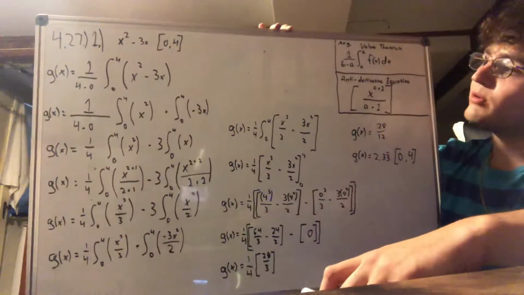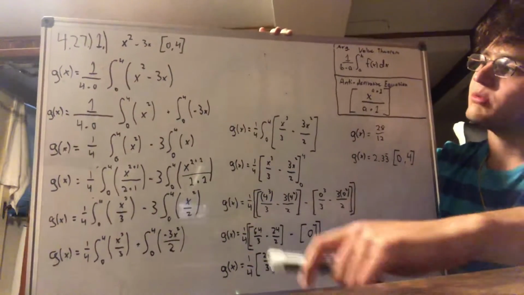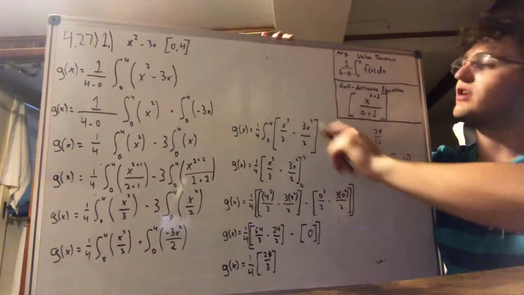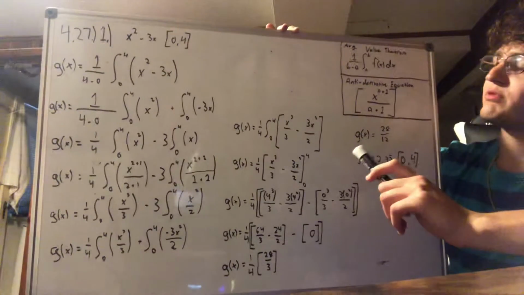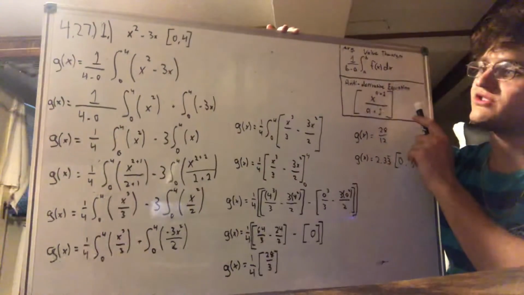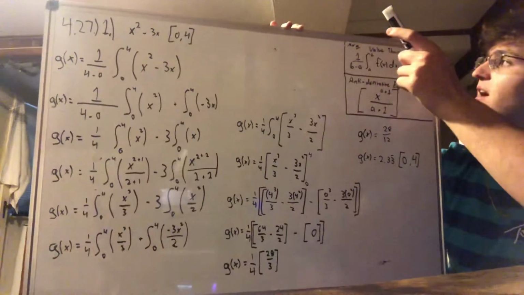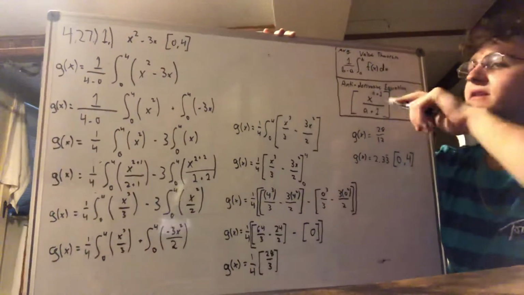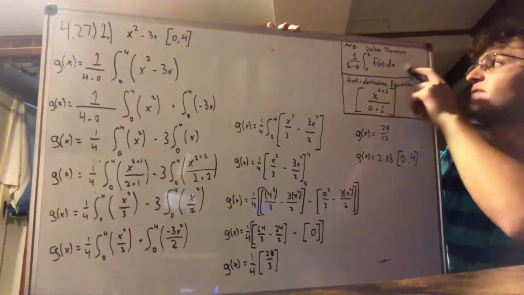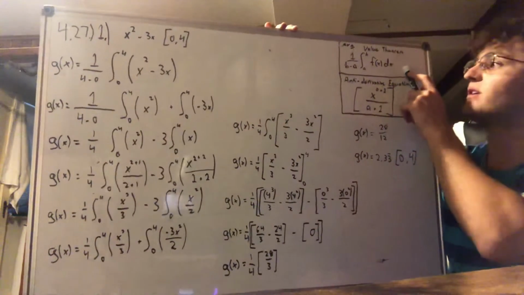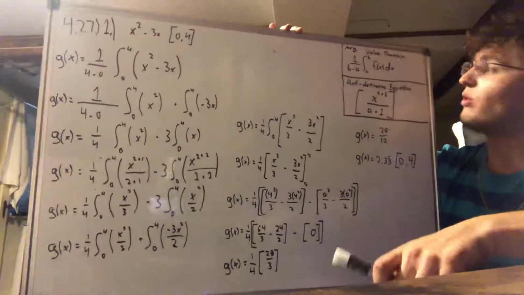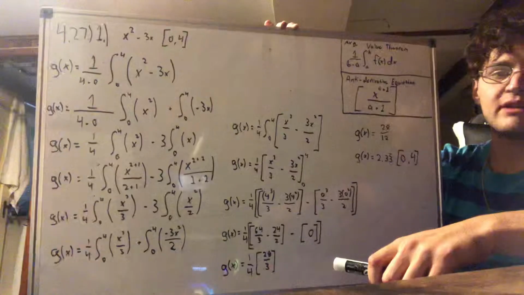So problem 4.27, number 1, our given is x squared minus 3x with interval 0, 4. For this problem, we're going to be using the average value theorem and the antiderivative equation. Just like 4.25, the average value theorem is very similar to the mean value theorem. The only difference is instead of having f prime of c equals f of b minus f of a over b minus a, we now have 1 divided by b minus a in front, and that's about the only difference between the mean value theorem and the average value theorem.